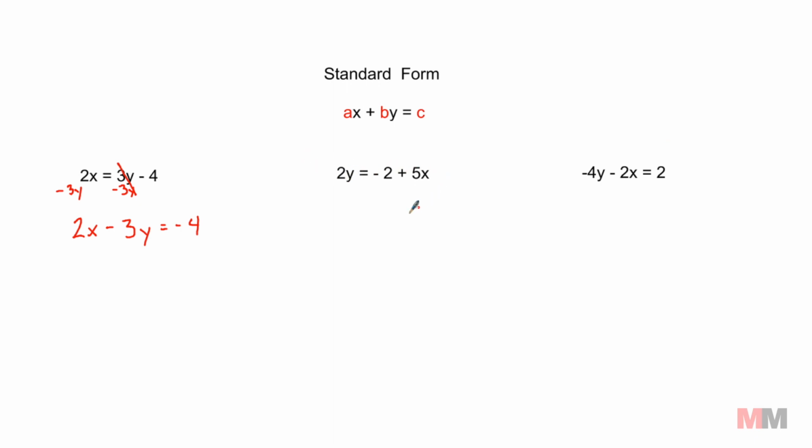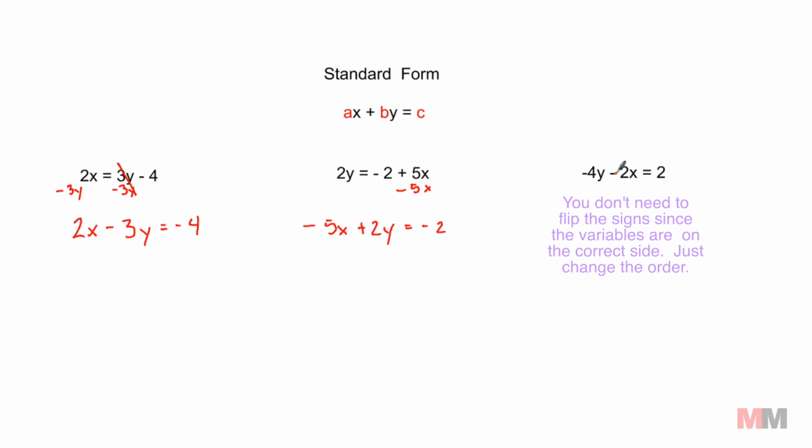Look at what's out of place, and if you're thinking this is out of place, then you're thinking the same thing as me. If you want to flip it to the left side, then just flip the sign. Minus 5x. So we can write this as negative 5x plus 2y equals negative 2. The last one I kind of tricked you with. They are on the same side, but they're flip-flopped. If they're flip-flopped like this, you just have to rearrange the order. You're not flipping any signs. You just write negative 2x first, minus 4y equals 2.